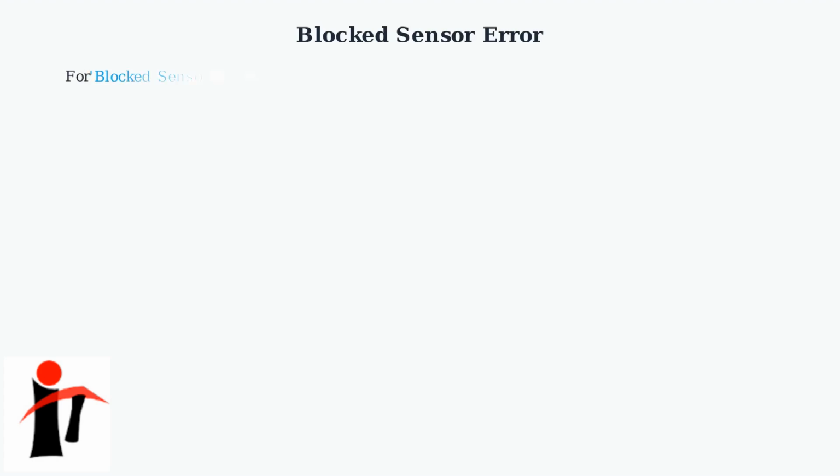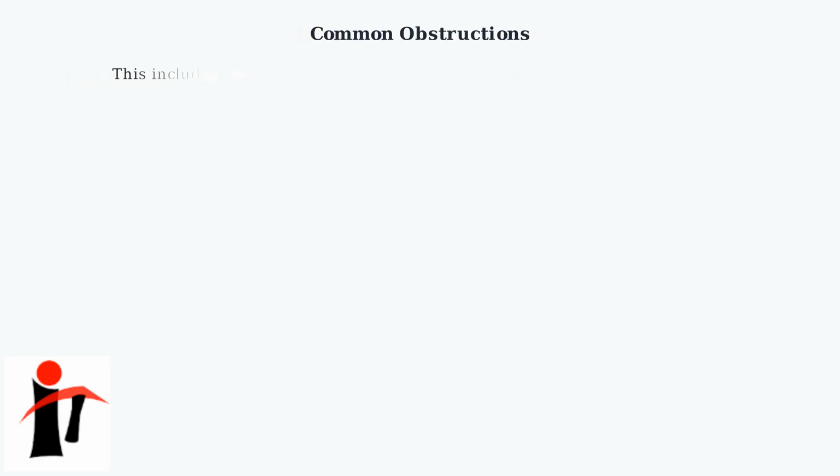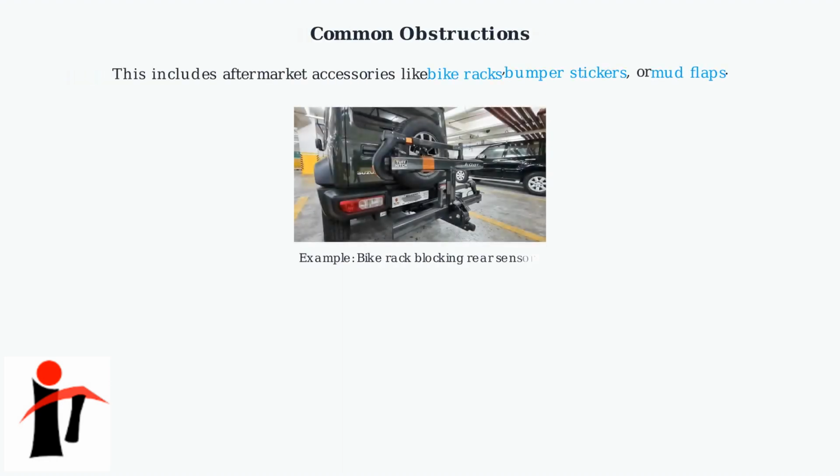When you encounter a blocked sensor error, carefully inspect the area around the sensors for any obstructions that might be interfering with their operation. Common obstructions include aftermarket accessories such as bike racks, which can block the sensor's field of view. Bumper stickers and mud flaps are other examples that might interfere with proper sensor operation. To resolve the issue, remove any identified obstructions from around the sensors. After removal, restart the vehicle and check if the blocked sensor error has cleared.